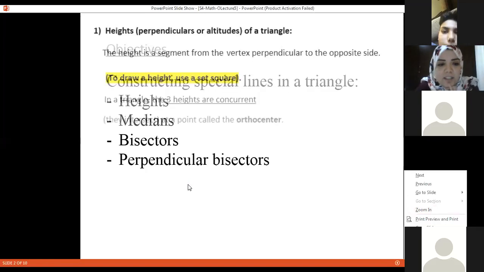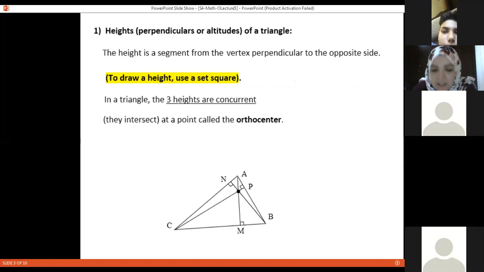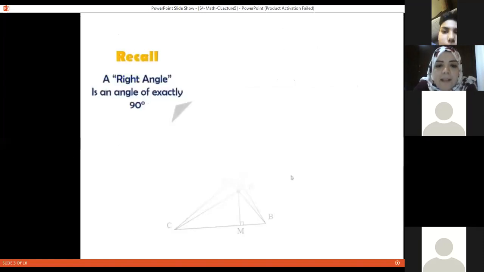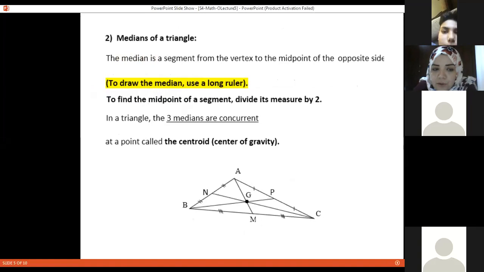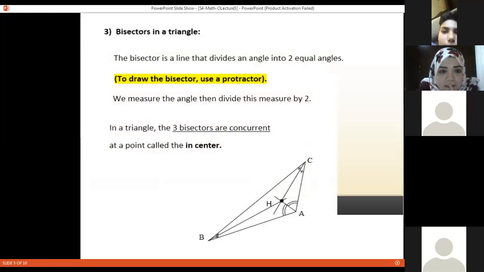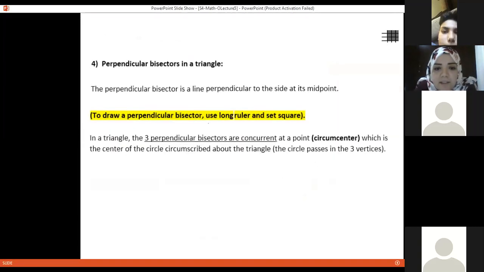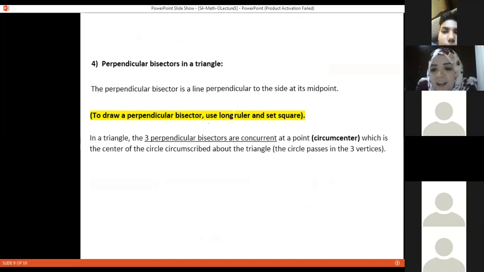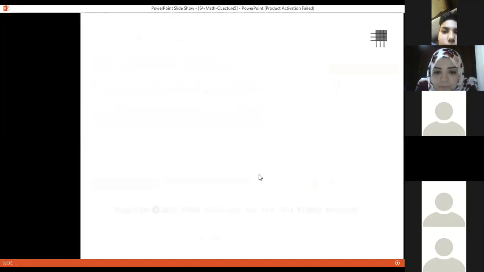Excellent. Let us continue. So we learned how to construct the three heights, as you can see. And we learned how to draw the three medians using the ruler. And we learned how to draw the bisector using the protractor. Excellent. And the perpendicular bisector using the ruler and square. Okay, so that was everything about this lesson.